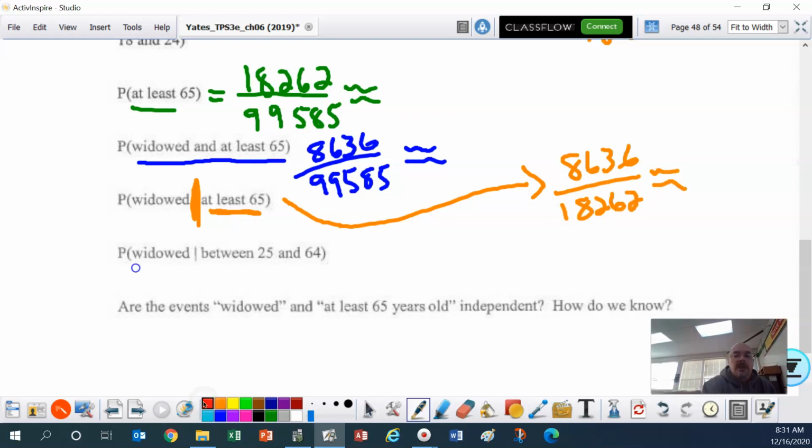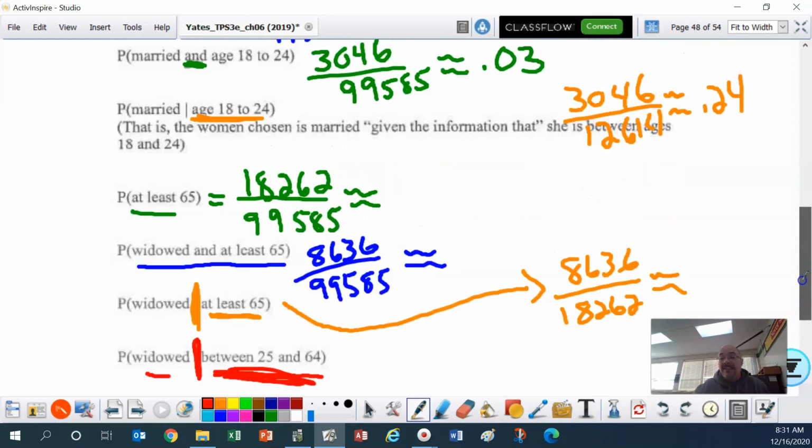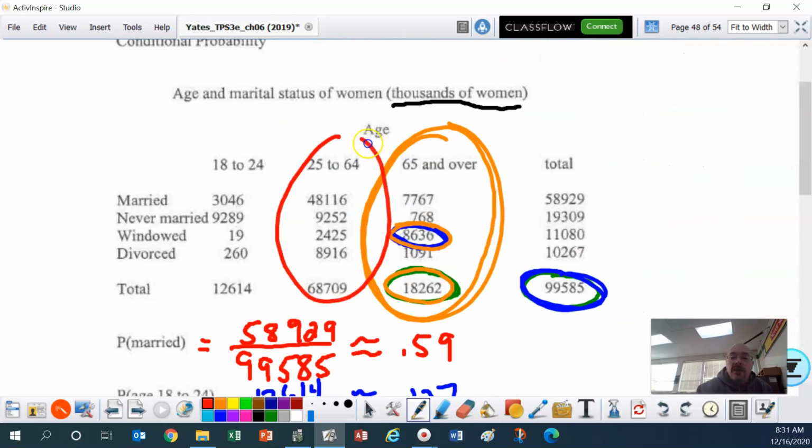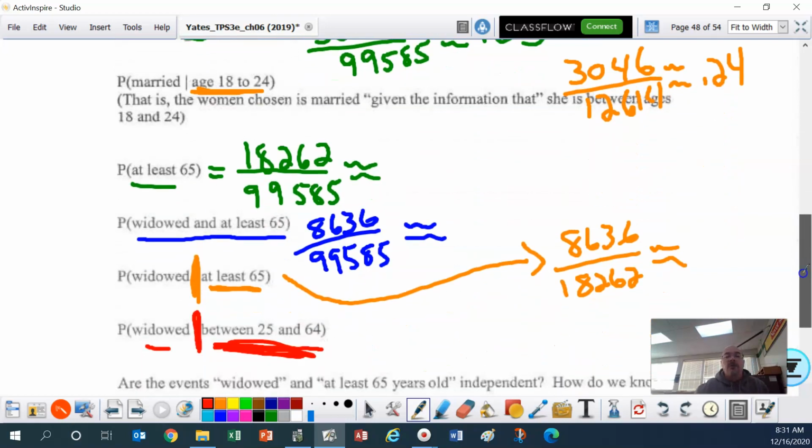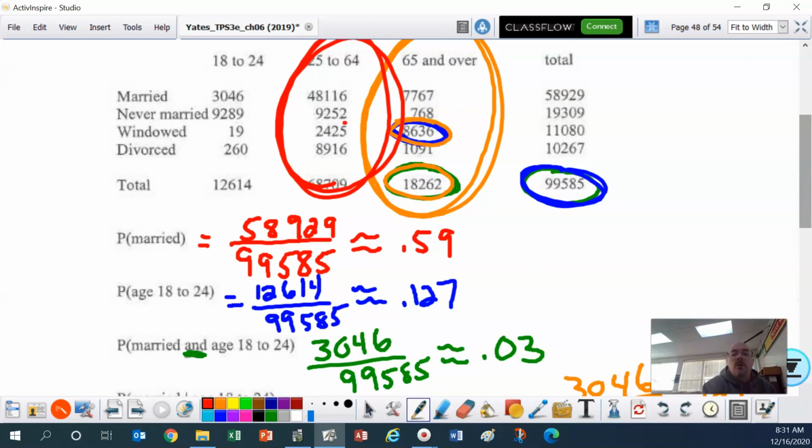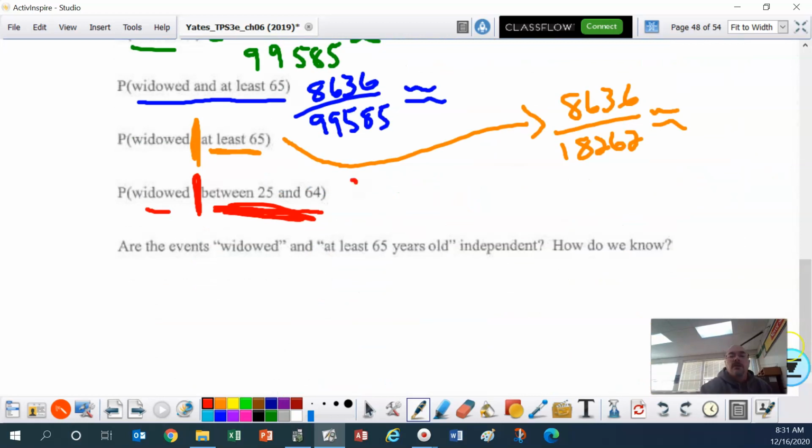This next one is another condition, widowed, but in this age group. So I only want to look at that age group. That's the condition. And I am interested in the widows. So 2,425 divided by the 68,709, and then get your decimal.